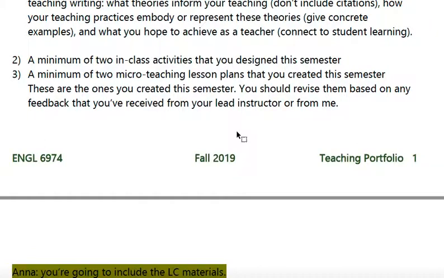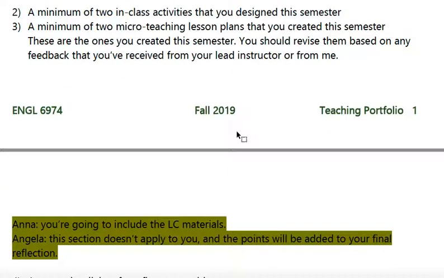Now, number 2 and 3, this is the easiest part of your portfolio because you already have these. For non-teaching students and GTAs and Angela and Anna, you all have this. Everything that you designed and where theory meets practice assignment, you'll just include here. If you have revised anything based on the feedback you received from me or from your lead instructor, please revise and include in your portfolio.